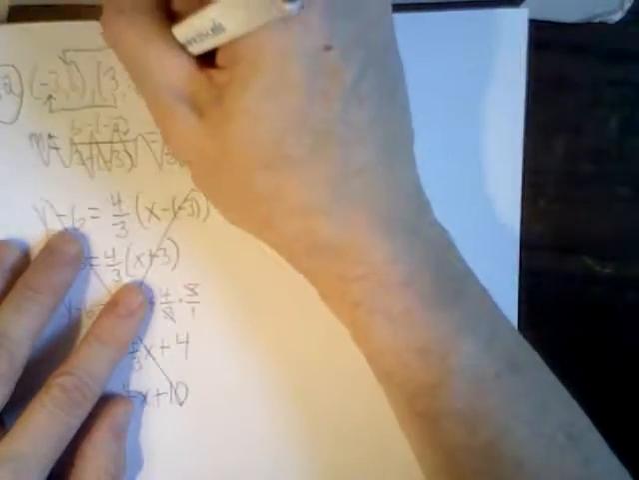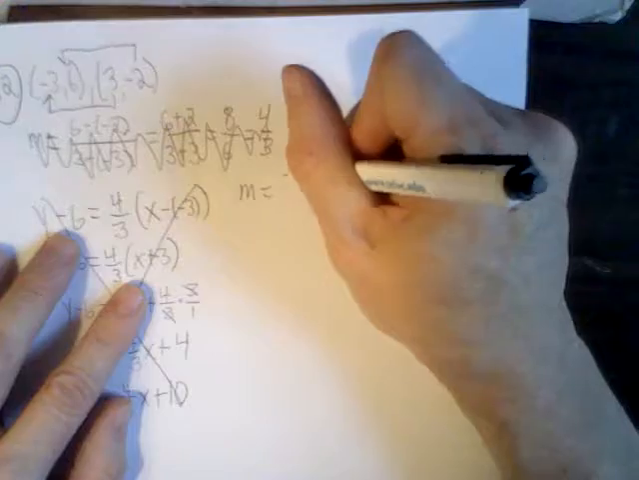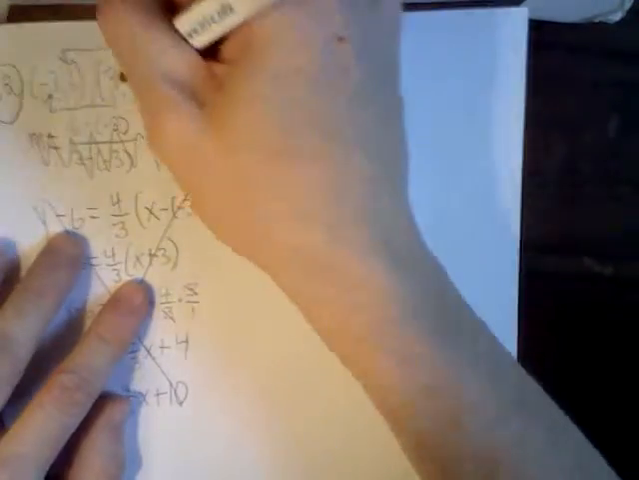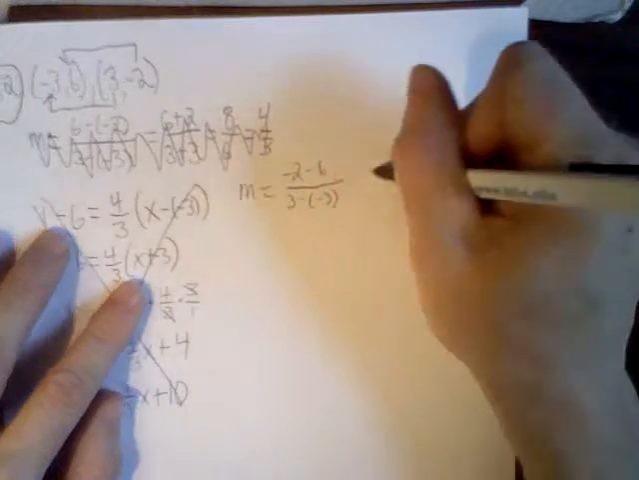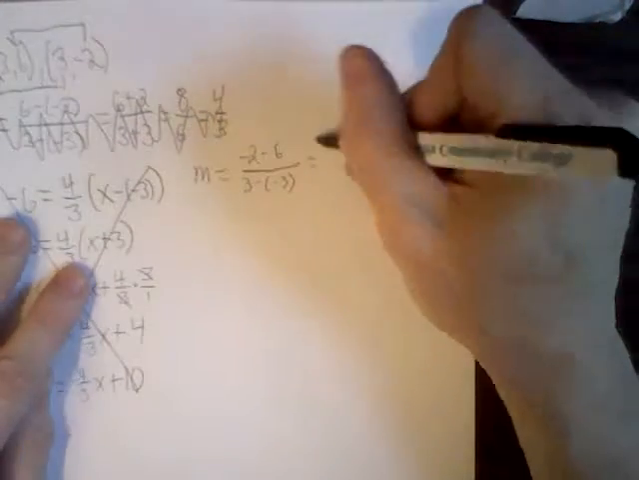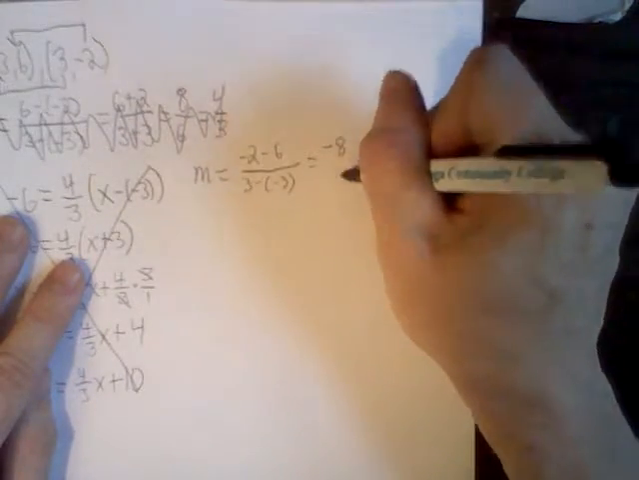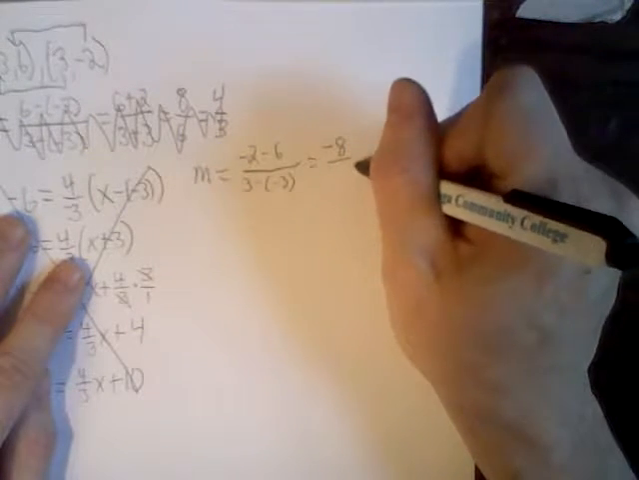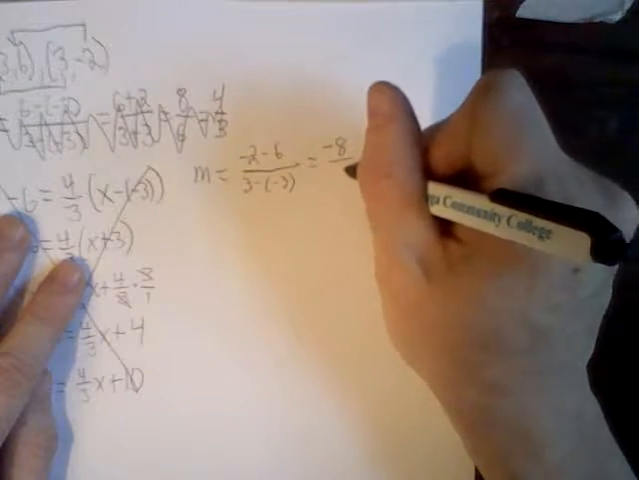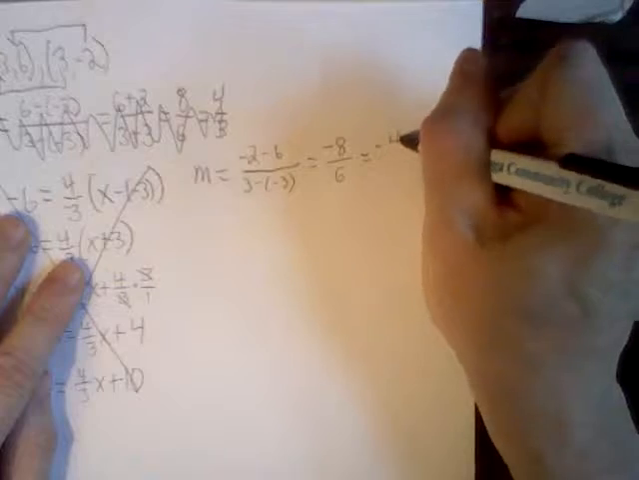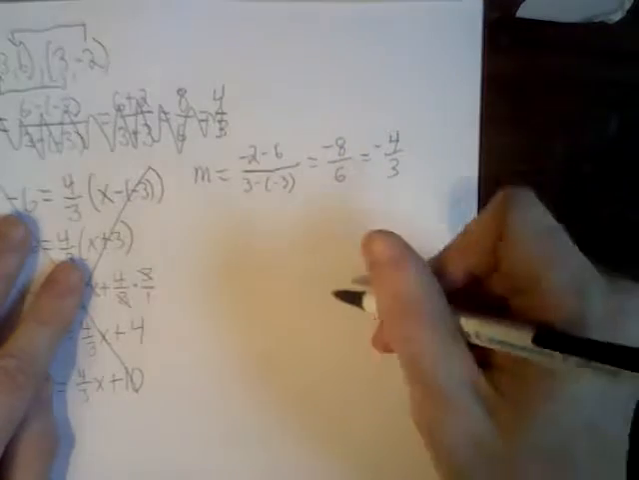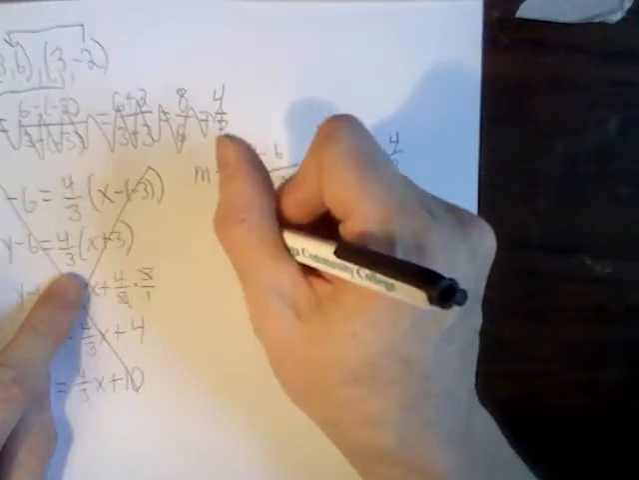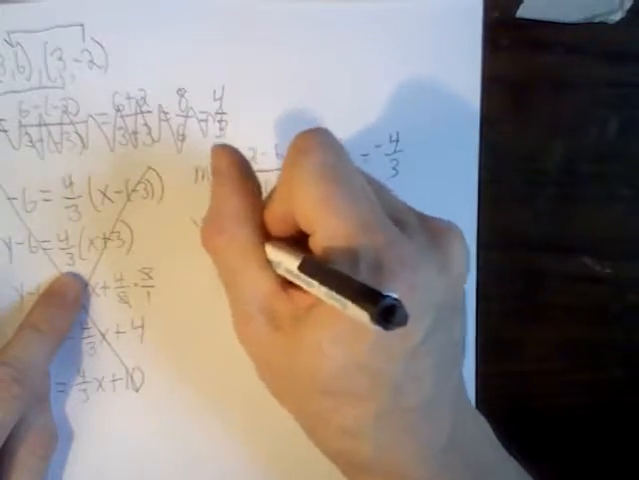The slope, yeah, it's negative 2 minus 6 all over 3 minus negative 3. So negative 2 minus 6 is negative 8. 3 minus negative 3 is 3 plus 3, which is 6. So it's actually negative 4/3. So there should have been a negative in front of there. I apologize. Let's go ahead and figure out our equation again.